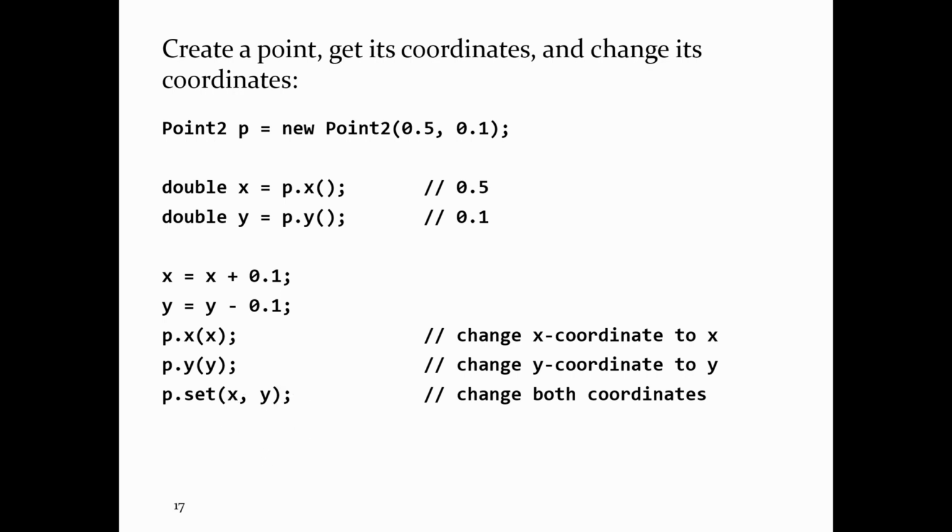Sorry, you had a question? Yeah, I just want to double check. The reason that we use p.x and then the method for it is because x itself is, I'm guessing, a private variable? Yeah, so you don't even know what the names of the variables are that are holding the x and y coordinates.